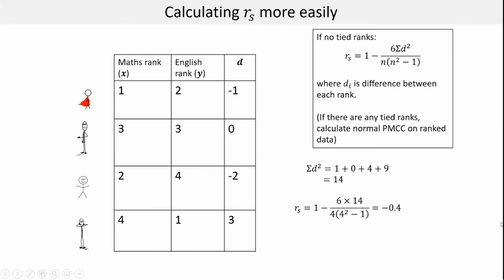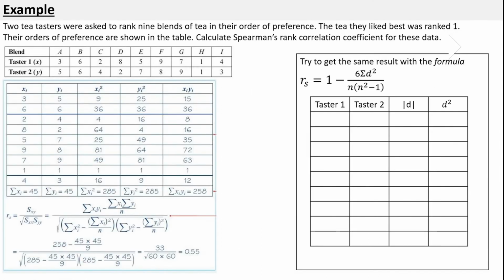Okay, so let's look at that on a larger scale, just so you can see it in action. And I'm going to compare it to the PMCC calculation that we could have done. So this time round, 2 tea testers were asked to rank 9 different blends of tea in order of their preference. Here we have the different blends, lettered A to I, and the ranks that the 2 testers gave them. On the left hand side in the table, I've taken the original ranks and I'm treating them exactly like we would for the PMCC.